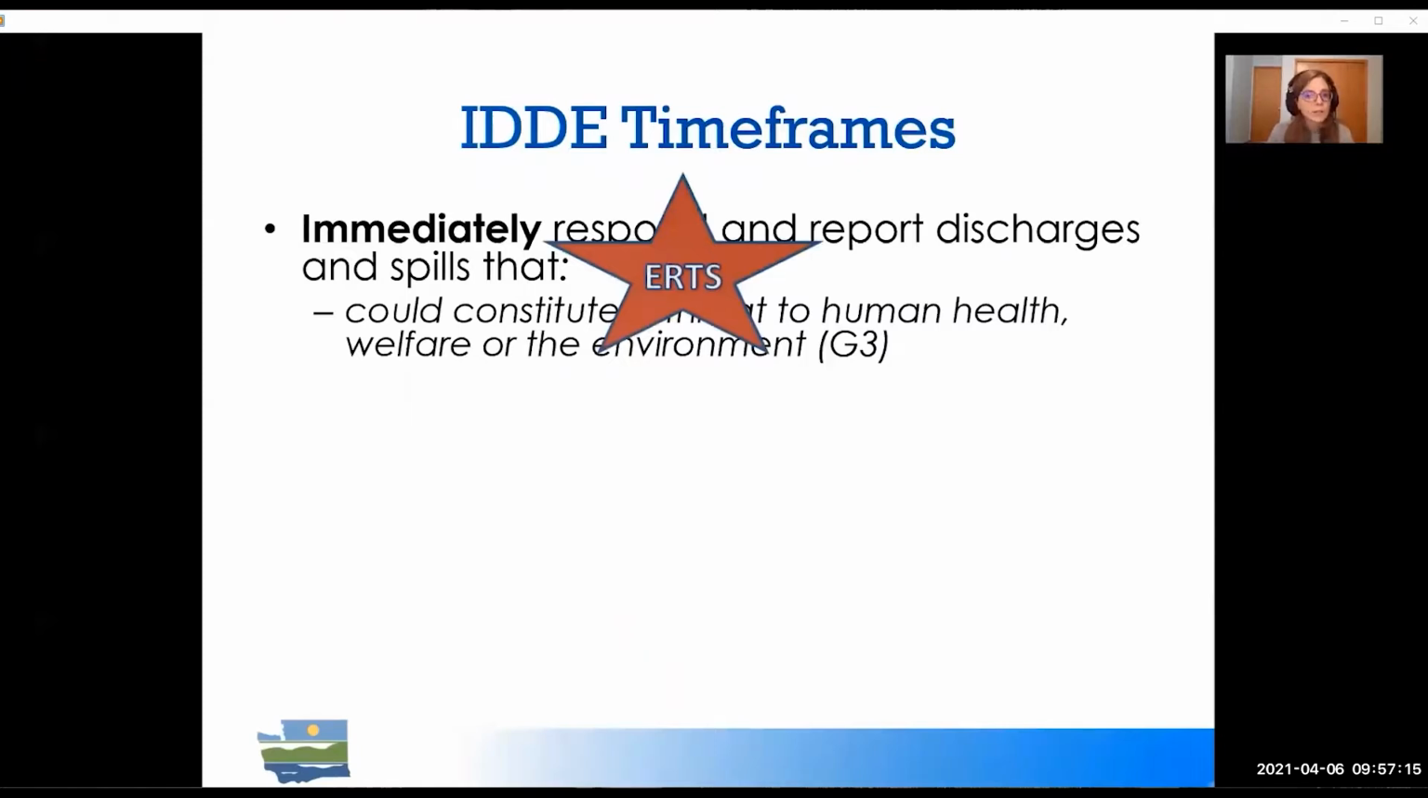ERTS stands for Ecology's Environmental Reports Tracking System, and it is the database and notification system that Ecology uses to route all environmental complaints, both internally to our various programs and externally to our state and local partners. So while every G3 is an ERTS, not every ERTS is also a G3.